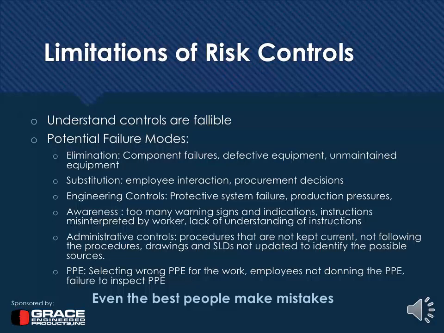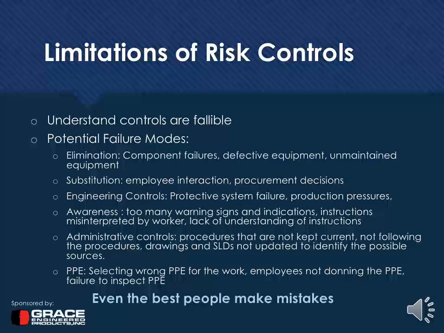So administrative controls, here we're talking about the policies and procedures. Some of the classic examples are procedures that are not being kept current, and drawings that are not updated, right? The single line diagrams in the drawings not updated to identify all the possible sources of electrical energy, and not following the procedures. Employees not following those procedures can lead to a failure of these administrative controls.